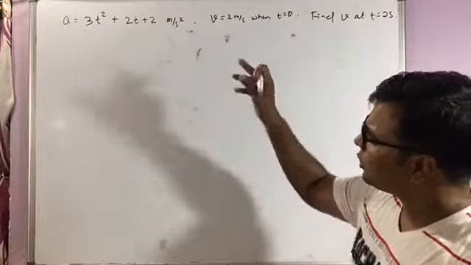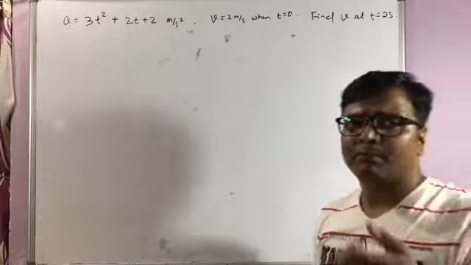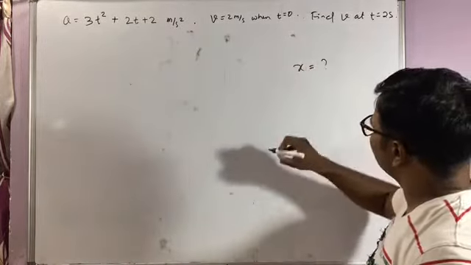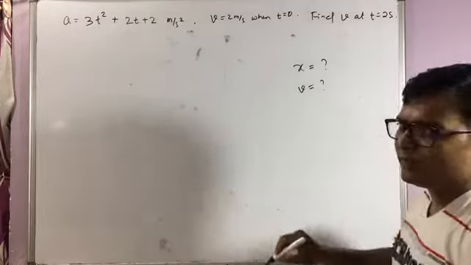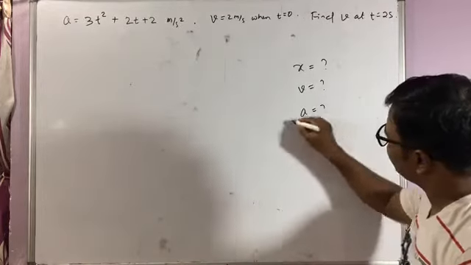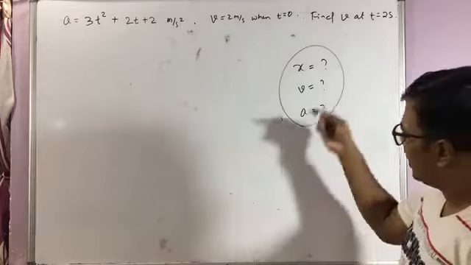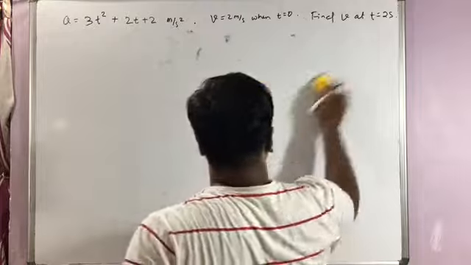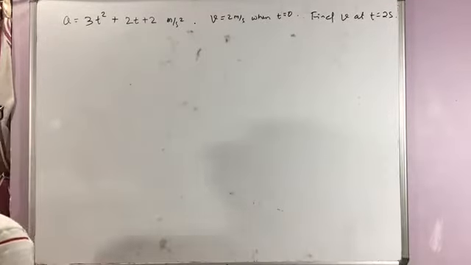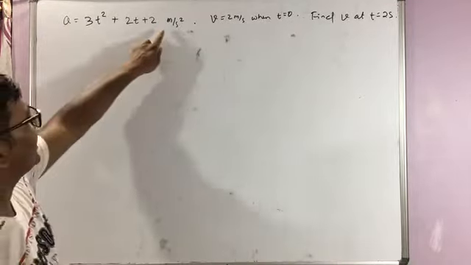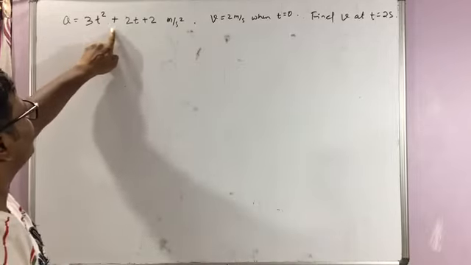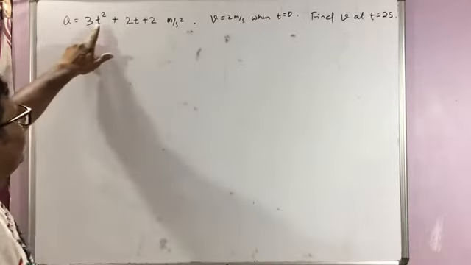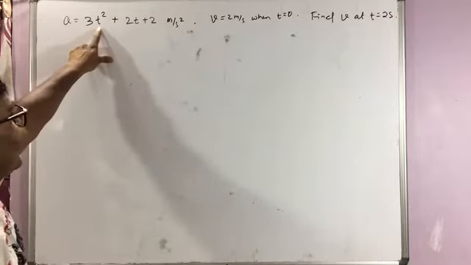Students, let us solve a question here. Previously I have already solved questions in my previous videos where the function of x is given and you are asked to calculate the value of v and the acceleration. Now let us find out the reverse. Suppose there is a question where the function of acceleration with time is given: a is equal to 3t square plus 2t plus 2 meter per second square, where the unit of acceleration is meter per second square and the unit of time is second.